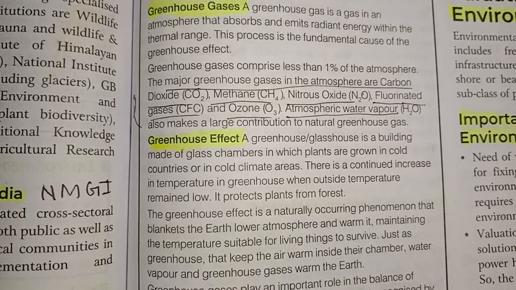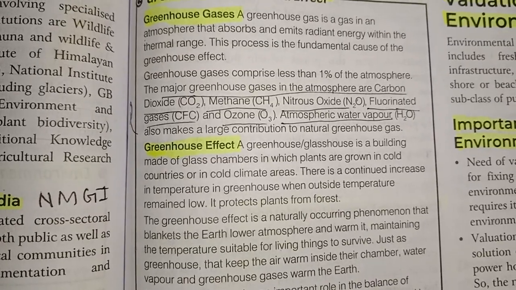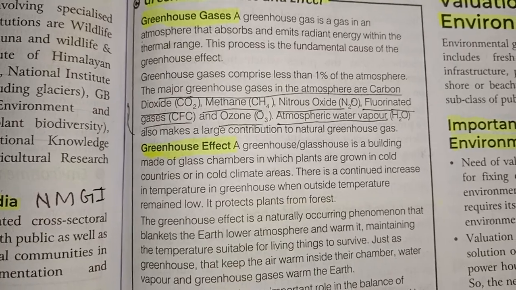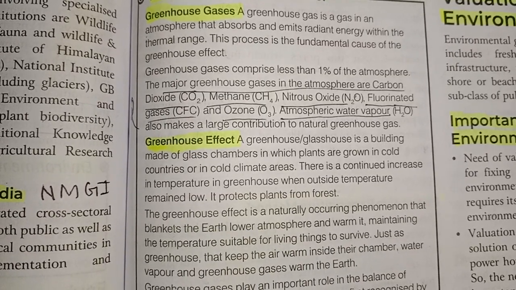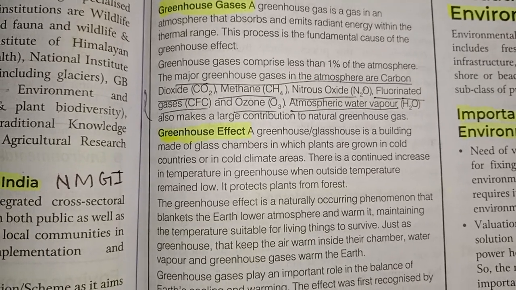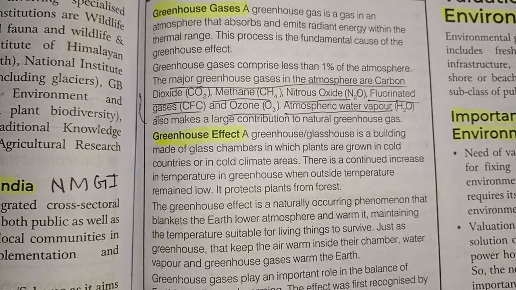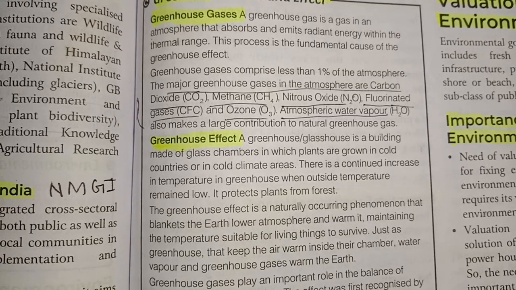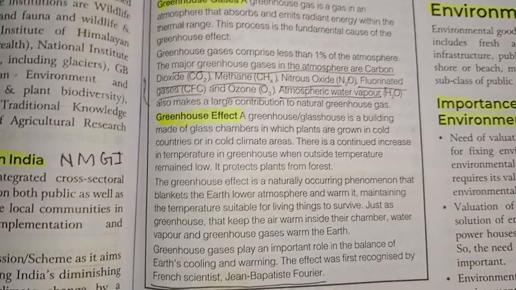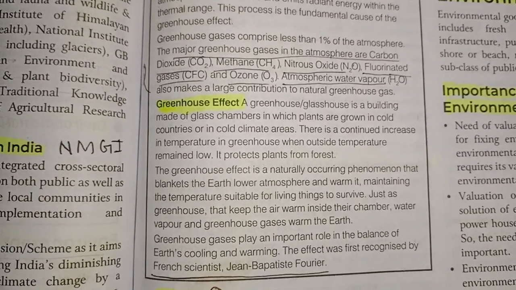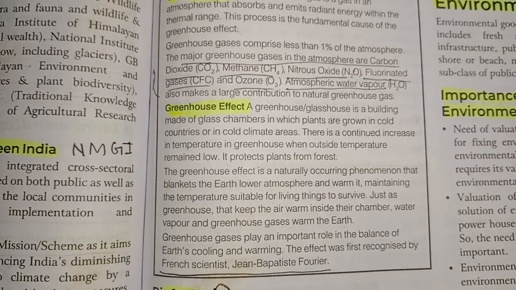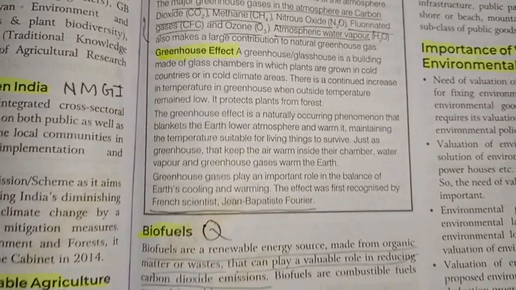The greenhouse effect is a naturally occurring phenomenon that blankets the earth's lower atmosphere and warms it, maintaining the temperature suitable for living things to survive. Just as greenhouses keep the air warm inside their chamber, water vapor and greenhouse gases warm the earth. Greenhouse gases play an important role in the balance of earth's cooling and warming. The effect was first recognized by French scientist Jean-Baptiste Fourier.